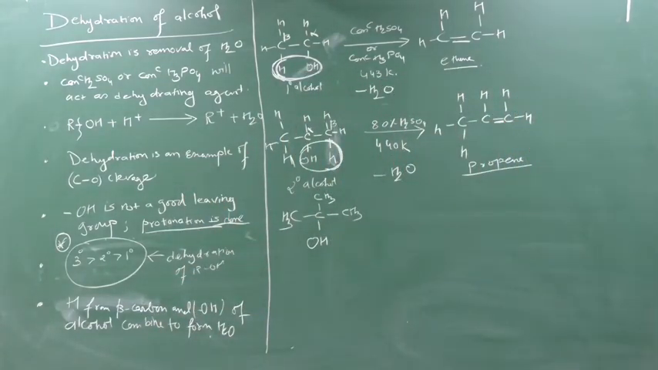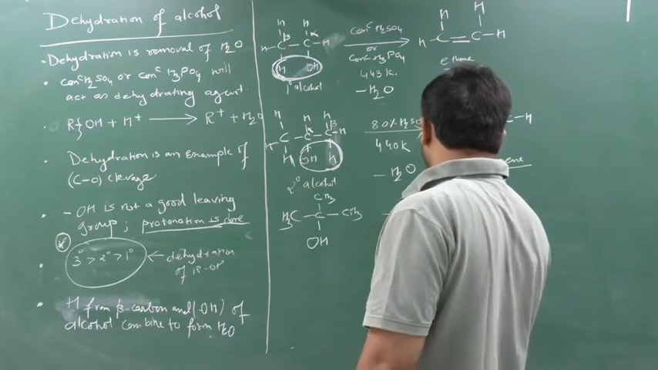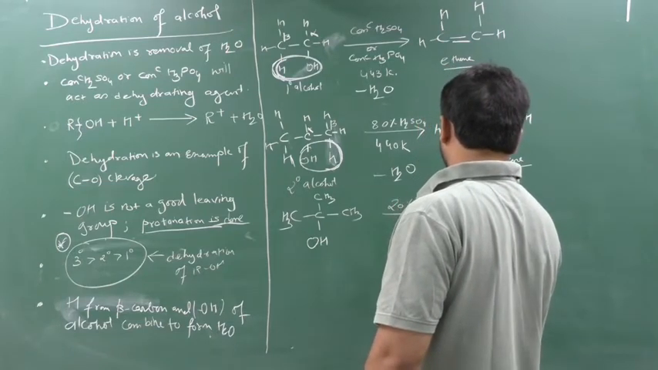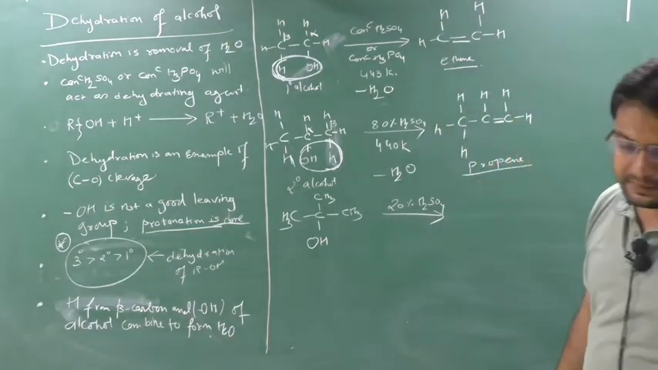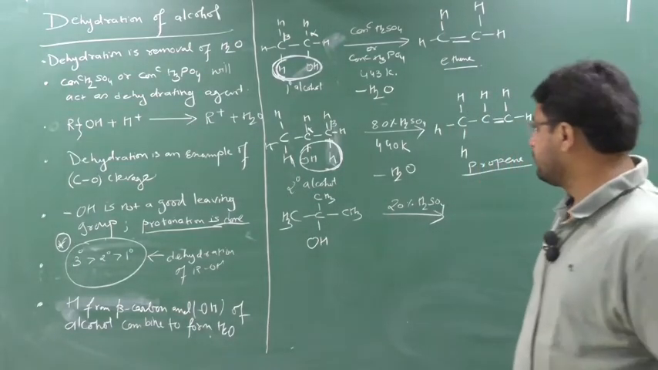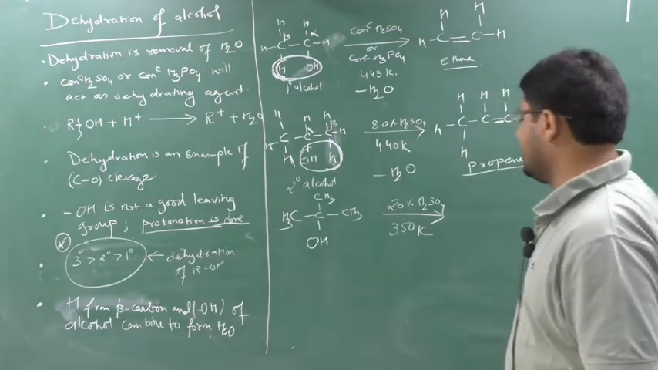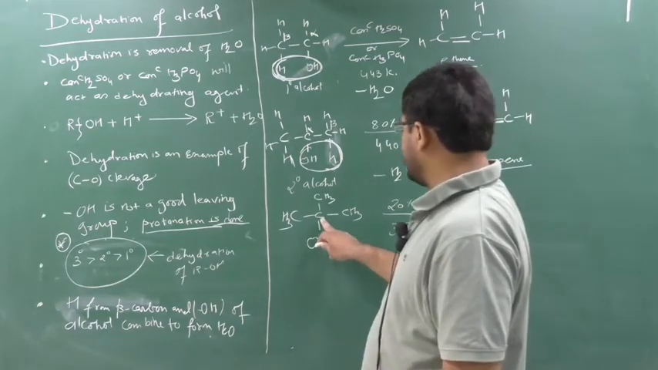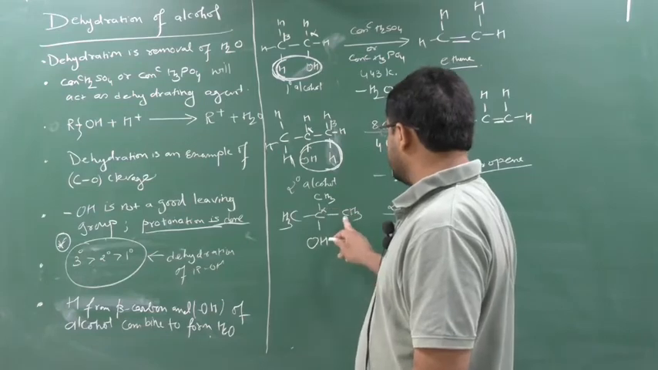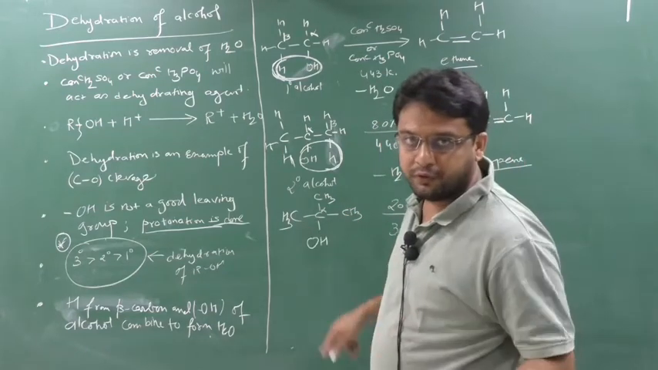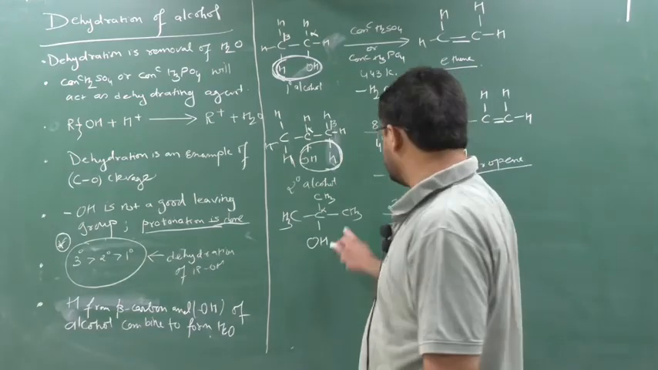Clear? Okay. So here you just supply 20% sulfuric acid and your work will be done. If you supply 20% sulfuric acid, your work will be done, and here you supply nearly 350 Kelvin. Okay. Now what will happen? See, the OH-containing carbon is the alpha carbon. Either you can say this as a beta carbon, or this, or this; it depends on you. Whichever you say is the beta carbon. Okay, I will say this one is the beta carbon.